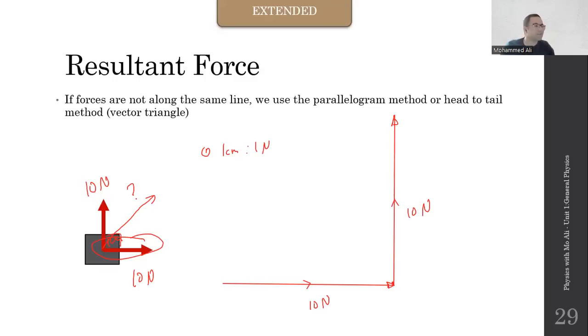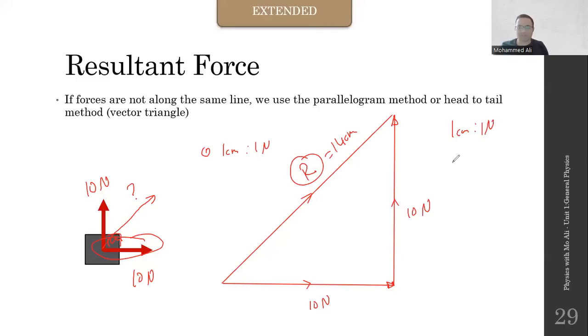Where is your resultant? The resultant is going to be the line that joins the start and the end of your diagram. This is your resultant, R. If you've drawn this to scale, you can measure this with your ruler. I've got my ruler on my screen, and that's 14 centimeters. Since I'm using a scale of 1 centimeter to 1 Newton, this is a 14 Newton resultant force.